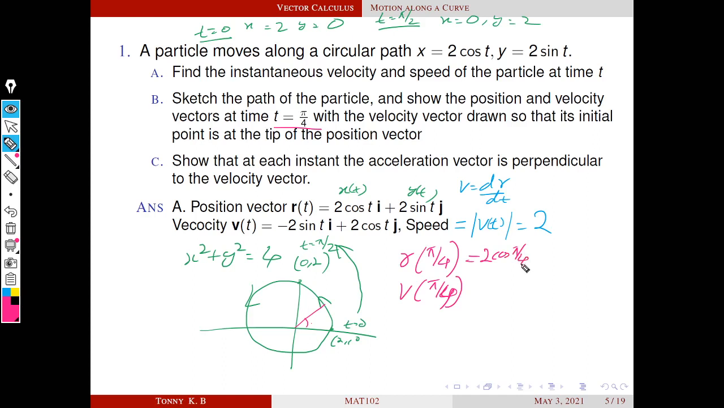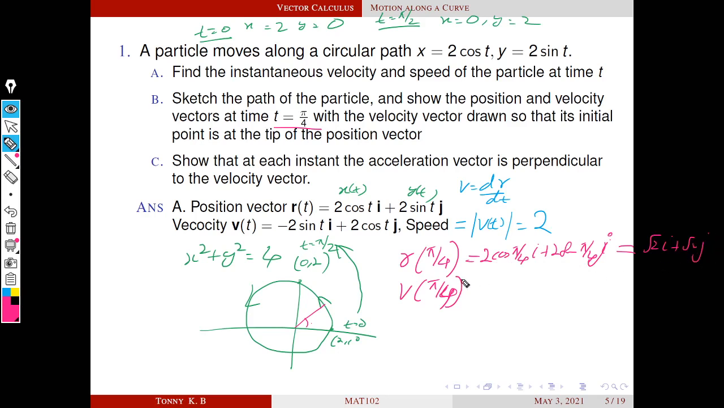i plus 2 sin pi by 4 j. So what about this quantity? We know that cos pi by 4 and sin pi by 4 both are 1 by root 2. So this becomes root 2 i plus root 2 j.